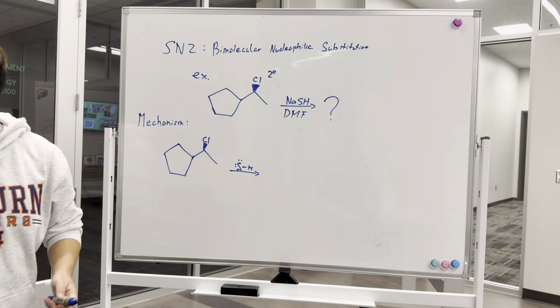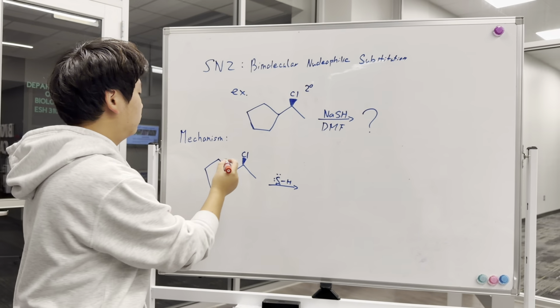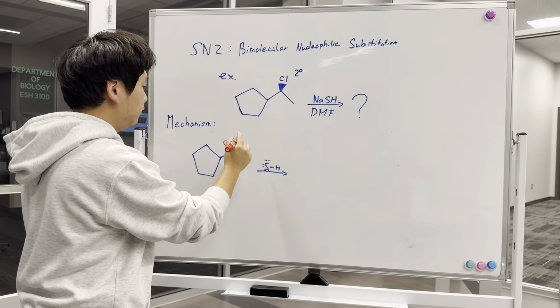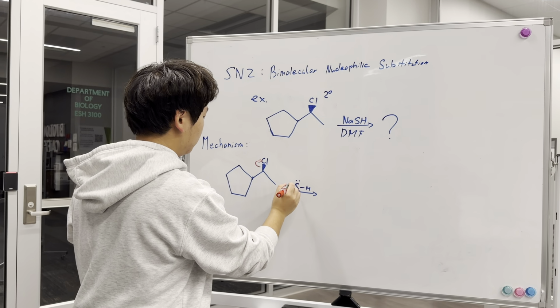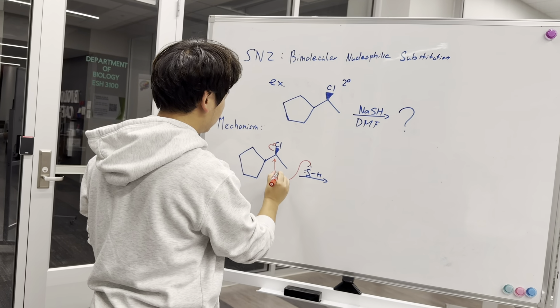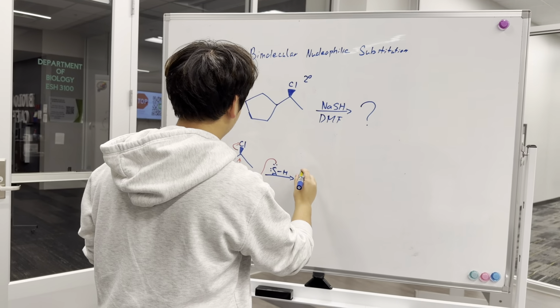And so what will happen is the chlorine is going to take one pair of electrons with it, and it will leave in the solution. And then one pair of the electrons from the sulfur is going to come to the backside and attack. And then our product will look something like this.